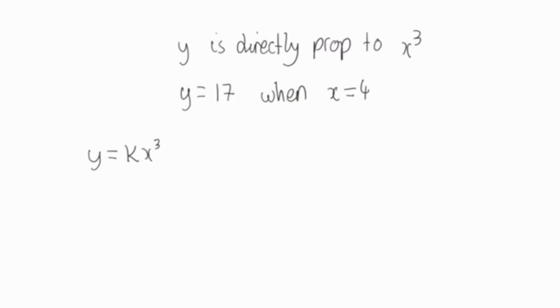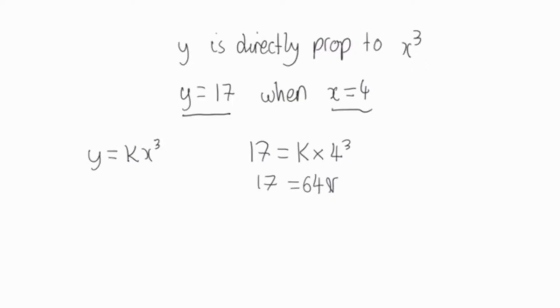So what we're going to do is sub in these two values. When x equals 4, y equals 17. So we have 17 here, and on the right side we have k times 4 cubed. All we need to do is calculate 4 cubed, which is 64. So we have 64k equals 17.